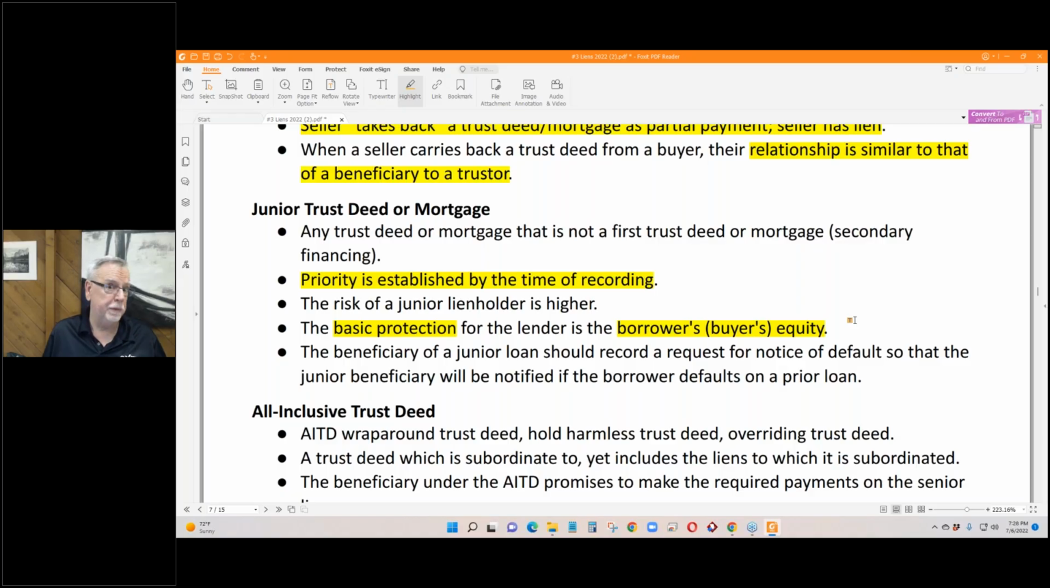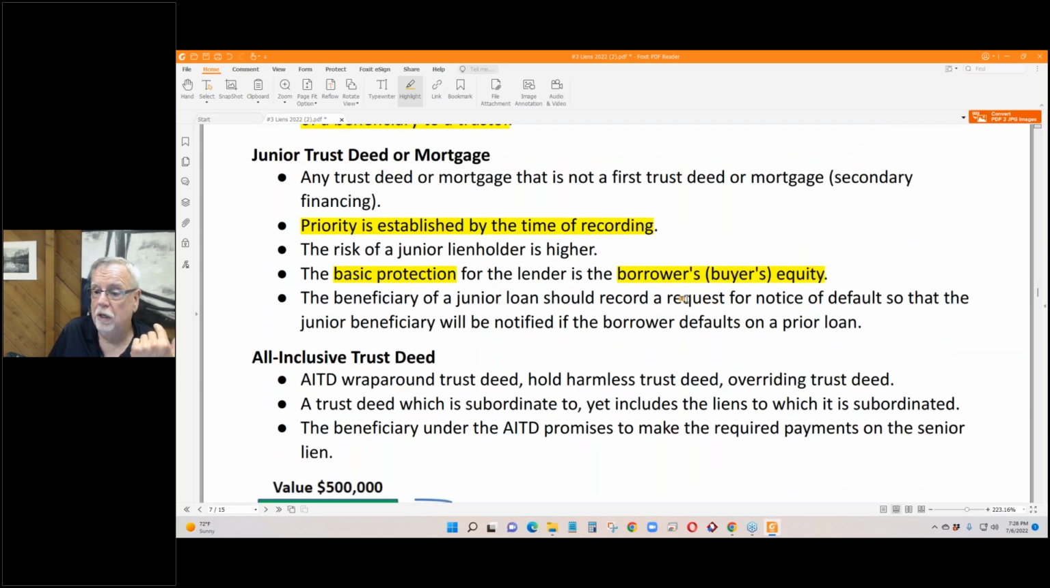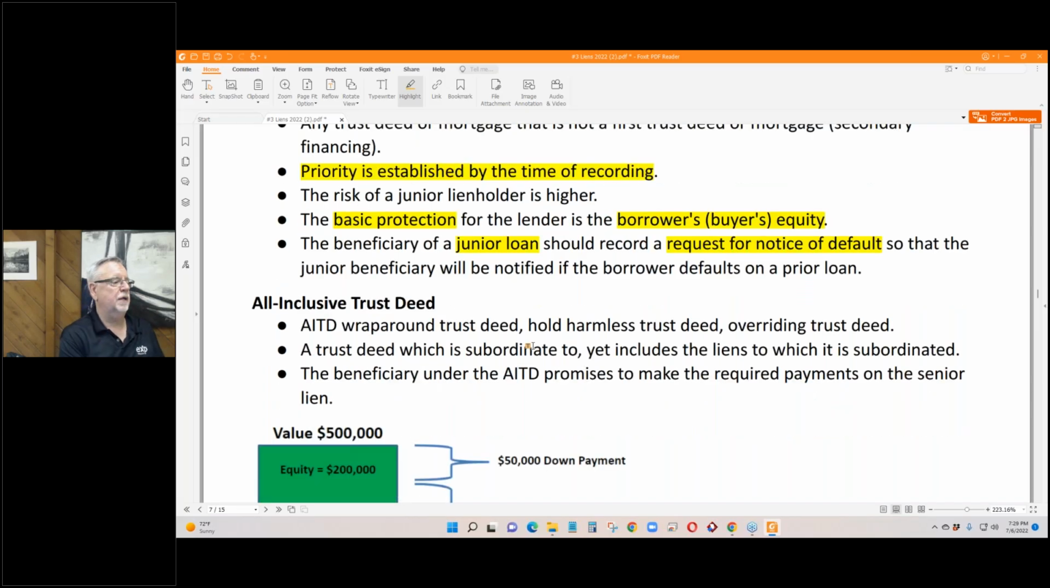But if you have 30% down or 50% down, lenders are even happier because now the chances that they're going to lose money is slim to none. So it's the amount of equity that's in the property that creates a buffer so that you could foreclose. The beneficiary of the loan would record a request for notice of default. That's a document that would, especially if it's a junior loan, let them know if there is something happening on the first.